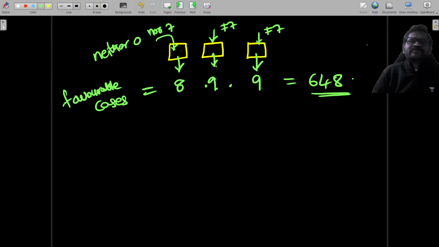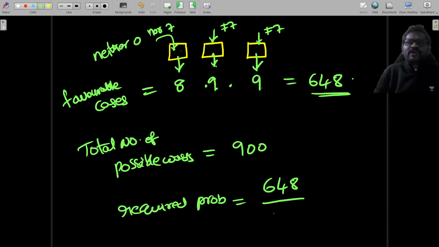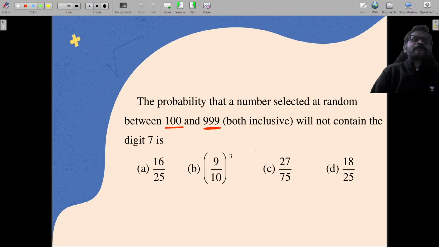So favorable cases equal to 648. Total number of possible ways is 900 numbers (100 to 999). Therefore, the required probability is 648 by 900. By simplifying this, we get 18 by 25.